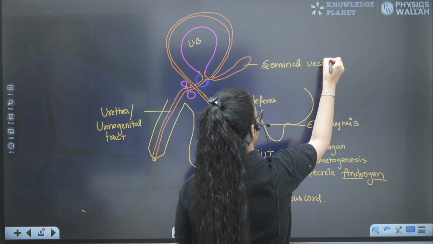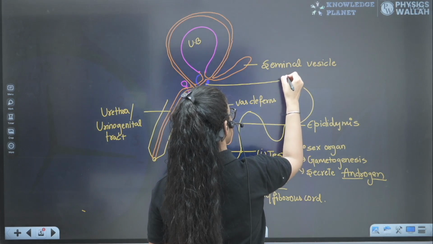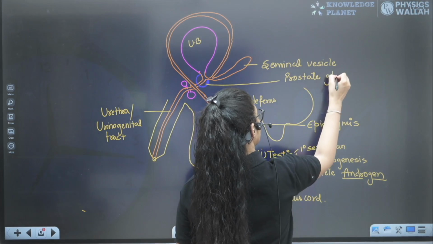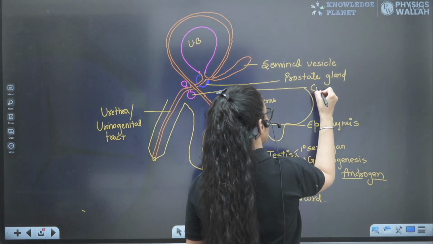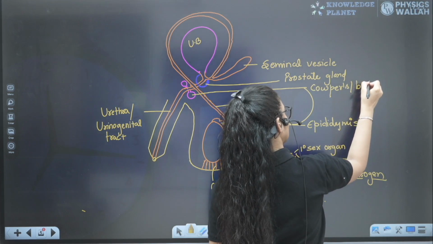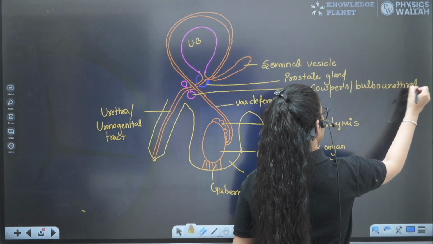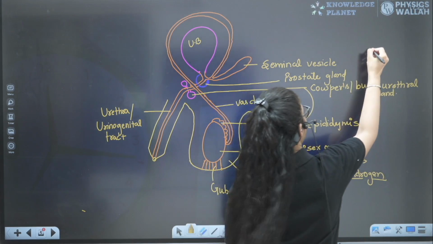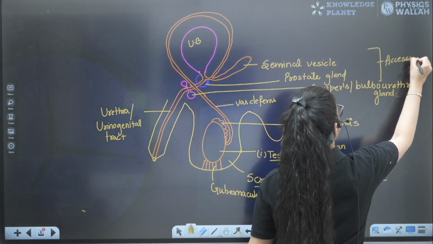It is known as seminal vesicle. Then this is another accessory gland known as prostate gland. And there is another gland that is known as Cowper's or bulbourethral gland. As you can see, it looks like a bulb. So bulbourethral gland, right? So these are accessory glands.